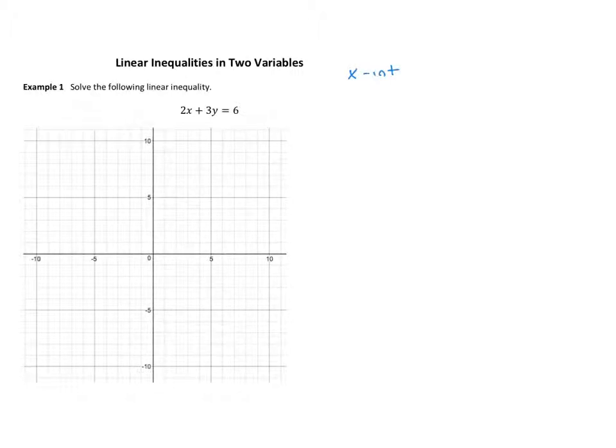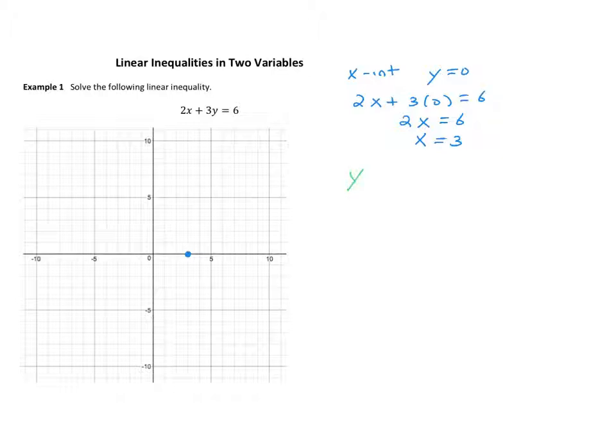Our strategy is to let y equal 0 and then solve for x in our equation. So that is 2x plus 3 times 0 is equal to 6. If I solve for x, after I divide both sides by 2, I get 3. So the x-intercept is here, 3 for x and 0 for y.